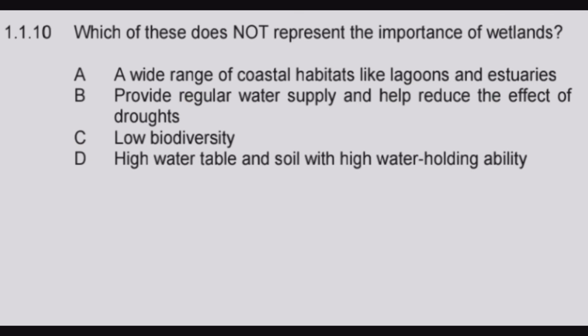Which of these does not represent the importance of wetlands? A. A wide range of coastal habitats like lagoons and estuaries. B. Provide regular water supply and help reduce the effect of droughts. C. Low biodiversity. D. High water table and soil with high water holding abilities. The correct answer is C. Low biodiversity.